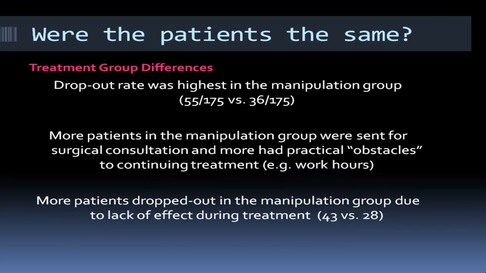Let's look at some other differences. The dropout rate was highest in the manipulation group, with more patients dropping out due to lack of effect during treatment. More patients in the manipulation group were sent for surgical consultation, which makes some sense given the observation that more had below-the-knee complaints. More patients had practical obstacles to continuing treatment, such as work hours, in the manipulation group.